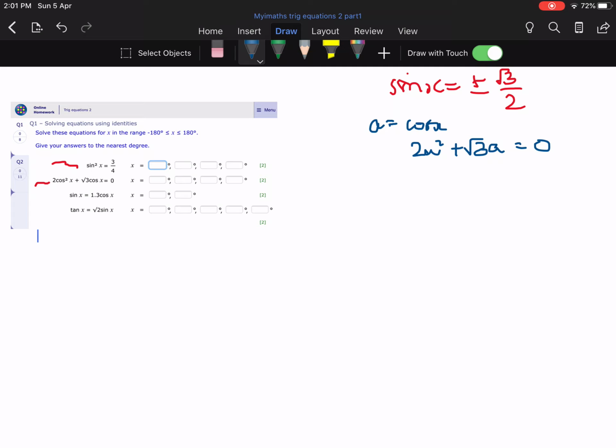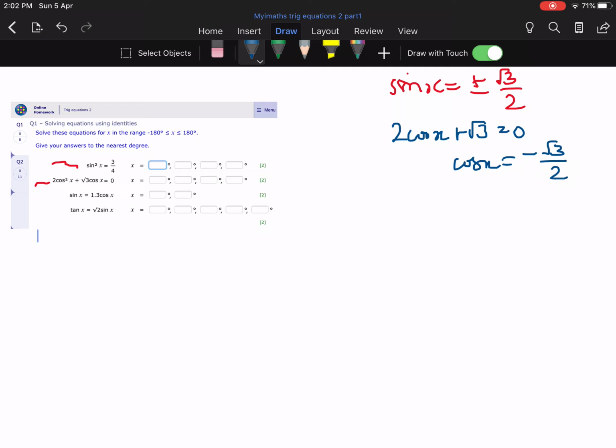Or you just divide everything by cos x. So scrap that. It's not going to give you a quadratic. You just divide everything by cos x. So you end up with 2 cos x plus root 3 equals 0. And then cos x is just going to be equal to negative root 3 over 2. And it's negative, so you just got to use your triangles. So you don't even need a calculator for the first one and the second one.